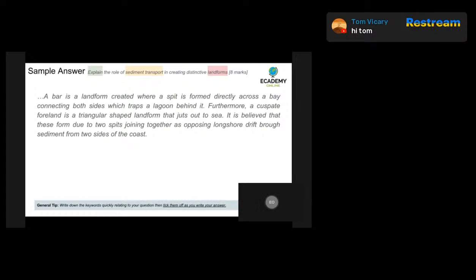landforms. And again, if the candidate had just written this paragraph on its own, then it wouldn't be sufficient because the candidate has not talked about sediment transport. However, your assumption should be that they have talked about it before, and therefore this would be a perfectly valid and well-developed paragraph in itself.